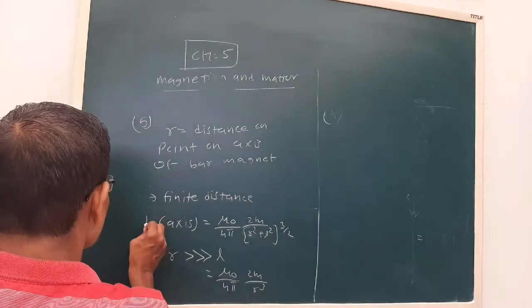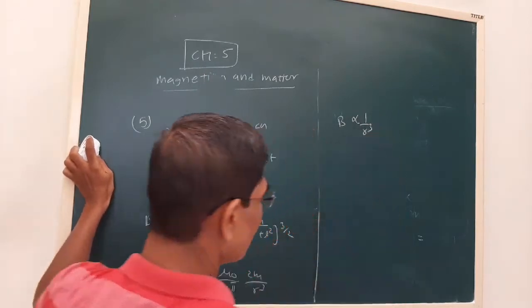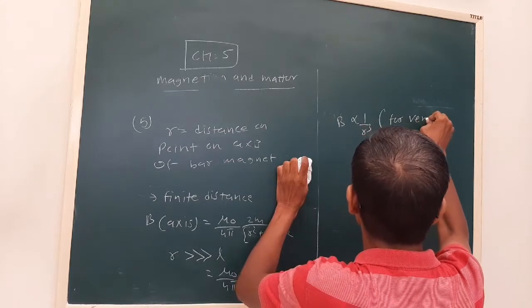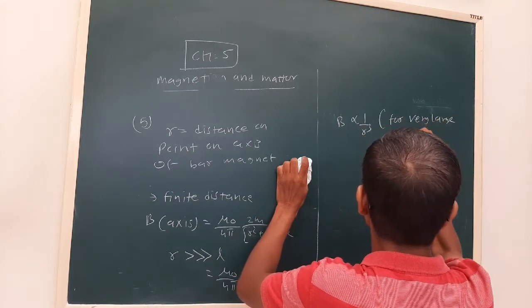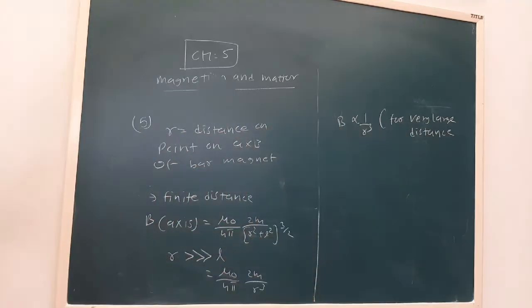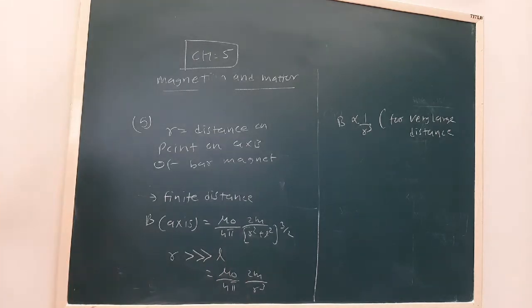See here, we should have magnetic field for very large distance. But in that case, finite distance, it will vary accordingly, according to the equation.